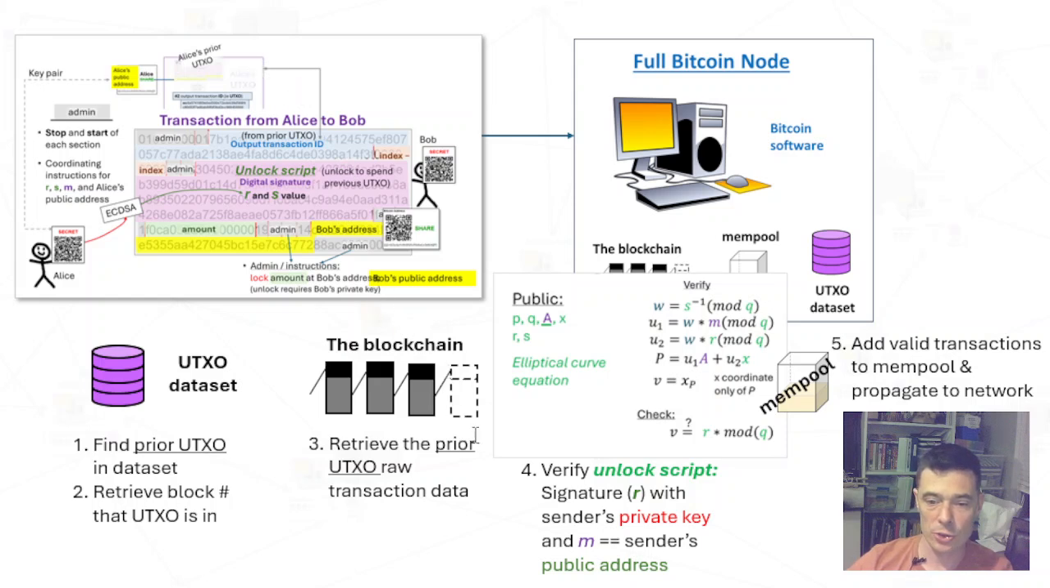Then it's going to check the R and the S, making sure that Alice is the owner of the private key. And if it's all valid, then the node's going to add that transaction to its mempool, where it's going to wait to be added to the next block. And then the node's also going to, at that point, send this transaction out to all the other networked nodes that it's connected to.